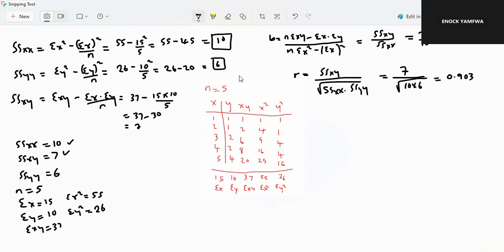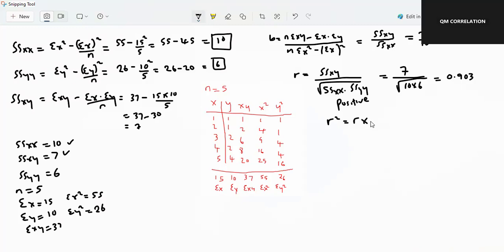So R stands for coefficient of what? Correlation. Here it simply tells you that there's a positive relationship between X and Y. When you square it, it becomes the coefficient of determination. R squared simply measures the coefficient of determination; just multiply R by R.